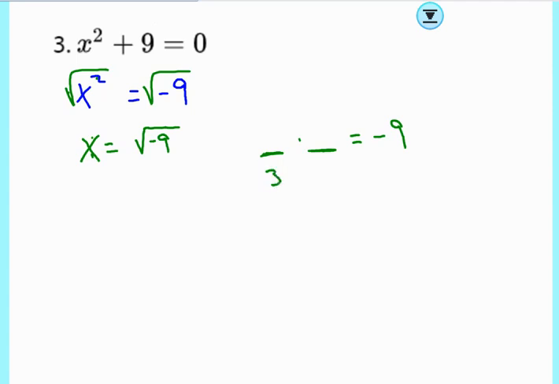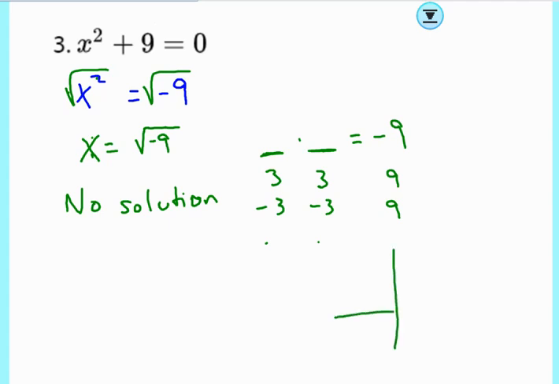Well, if I tried 3 times 3, that would equal positive 9. If I try negative 3 times negative 3, that equals positive 9. And I can't do 1 plus and 1 minus, so we do not have the tools yet to solve that. So we're going to say there's no solution. And technically, it's no real solution. But we are not exploring imaginary numbers yet. So there's no solution in that case.